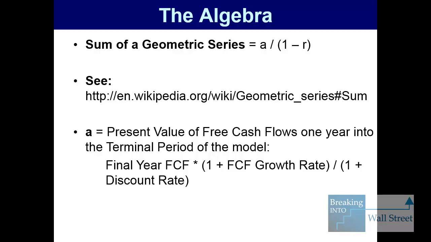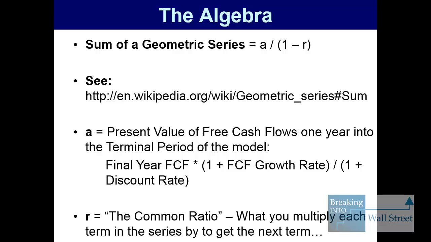Why are we dividing by 1 plus the discount rate? Well, normally we raise that to the power of the year number, but we're in year 1, so we just raise it to the power of 1, and it's just 1 plus the discount rate here. And then r is the common ratio. This basically means what you multiply each term in the series by to get to the next term. So r here, what does it mean in this context? Well, in the first year, it just means what do we multiply this term up here, the final year free cash flow times 1 plus the free cash flow growth rate divided by 1 plus the discount rate, by to get to the present value of free cash flow in year 2?